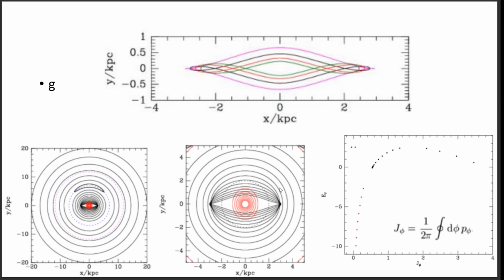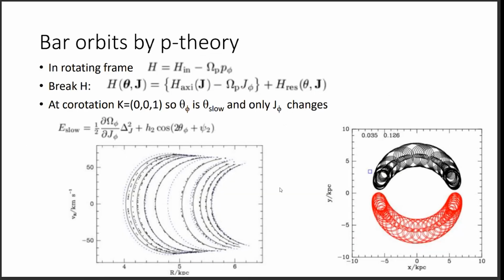So I hope that gives you some kind of orientation of what the orbits are like in a barred galaxy like our own, the closed orbits. Okay, so what happens when you use perturbation theory? In a rotating frame, you can say that the Hamiltonian is the Hamiltonian in an inertial frame minus omega times p phi. That's just a straightforward result of writing down the relevant Lagrangians.